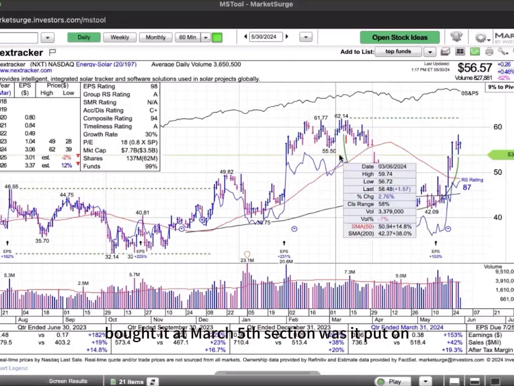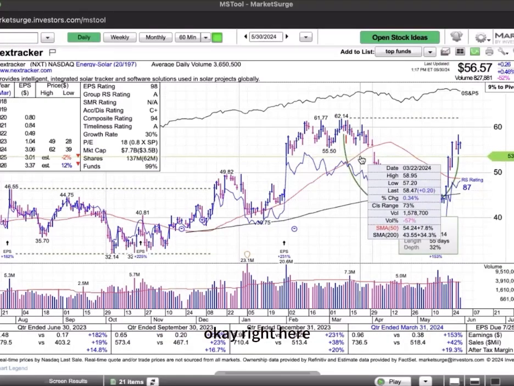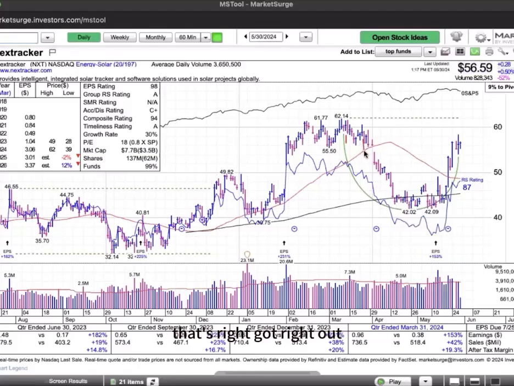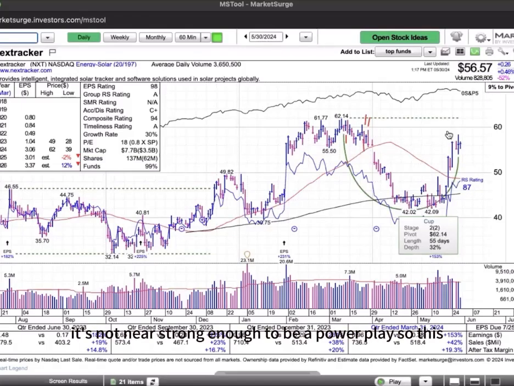I bought it March 25th, actually. Was it put on? Okay. Right here through this little cheat area. That's right. Got right out, I'm guessing either here or here. Yep, I think that's right. As it didn't work, now you're running into this old supply. Even the RS hasn't had a whole lot of this. It's not near strong enough to be a power play. So this is where you just have to be patient. There's no low risk entry point.